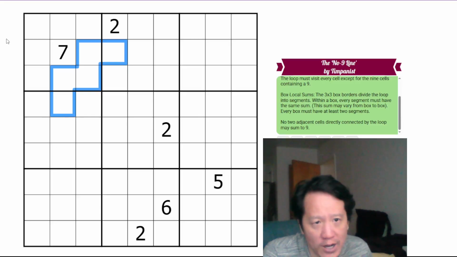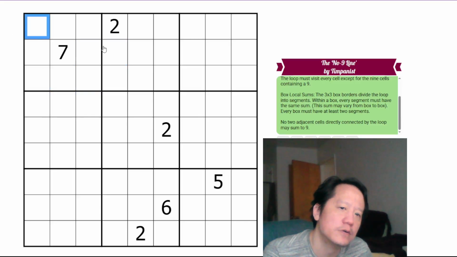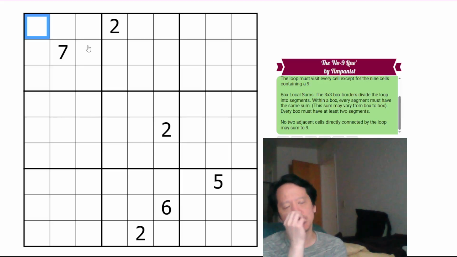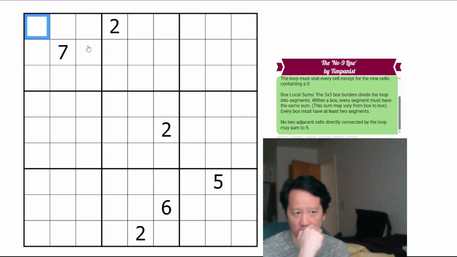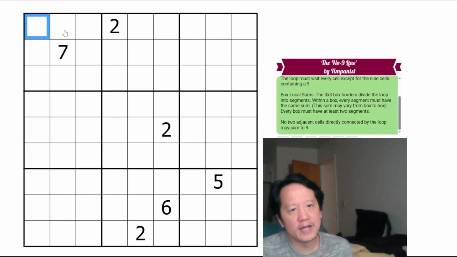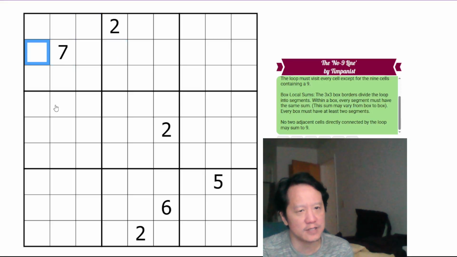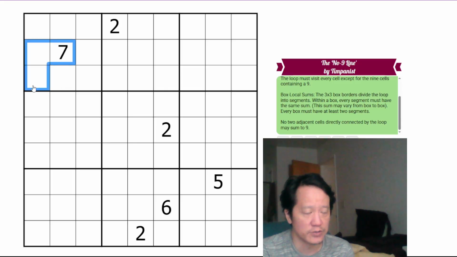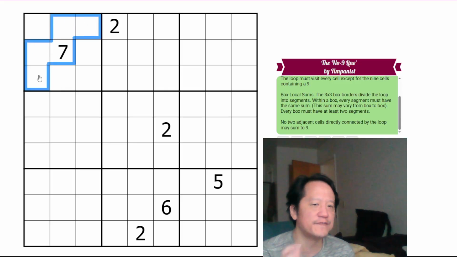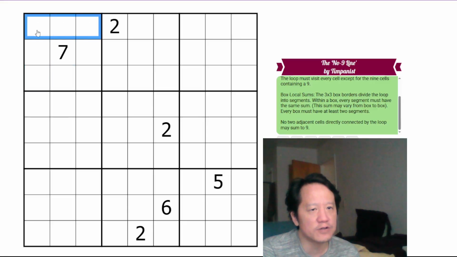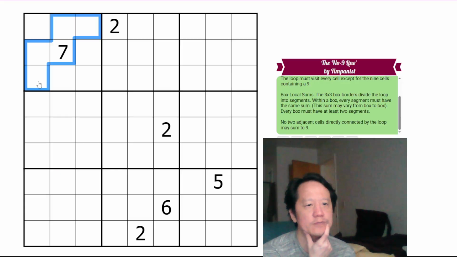If we do have 9 in the corner, how does a loop work? Again, we only have 2 segments on the loop. It has to enter that spot. So it has to enter and exit. And then it has to enter and exit that spot, which means it also has to go that way. So this is always going to be 5. So this is either 5 that way, or it's going to be 5 that way in the corners.